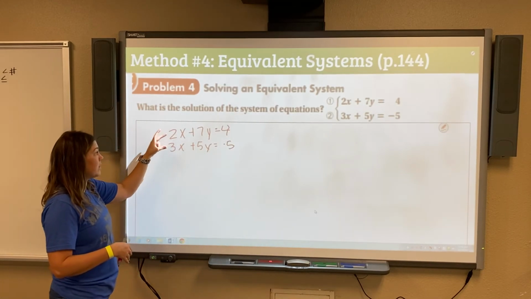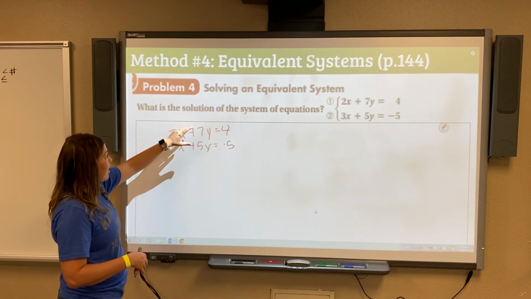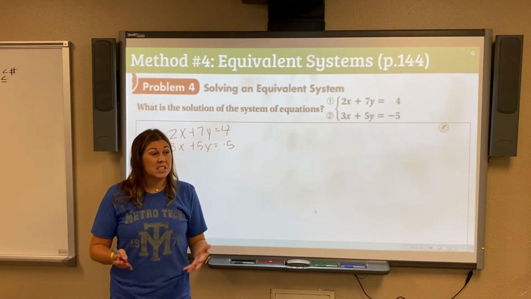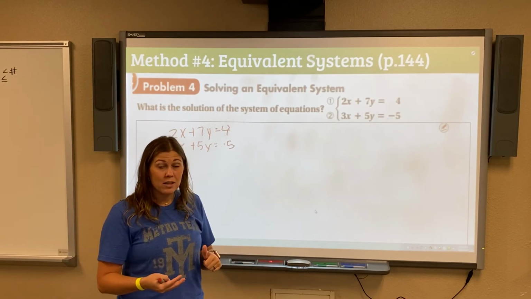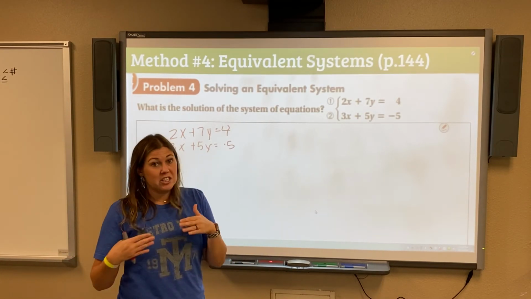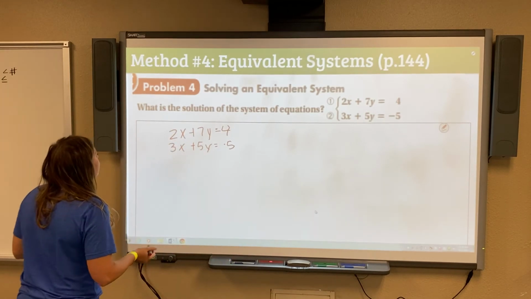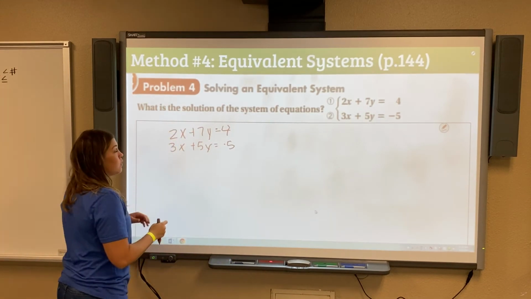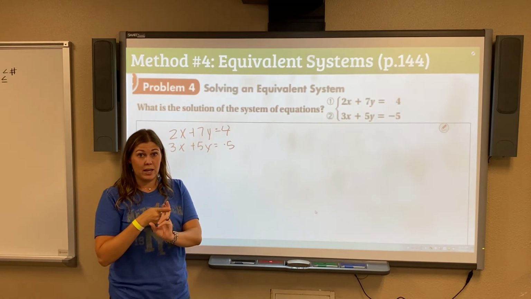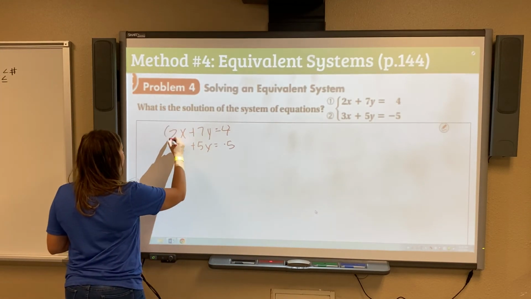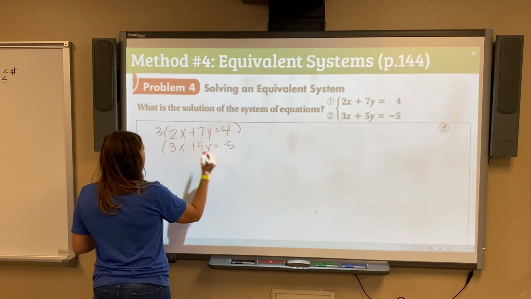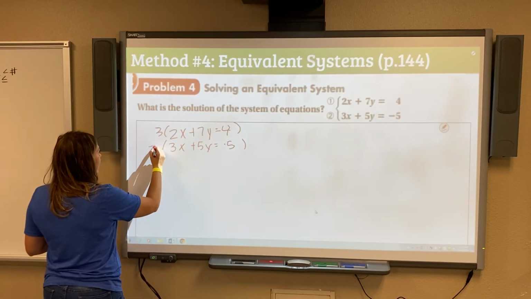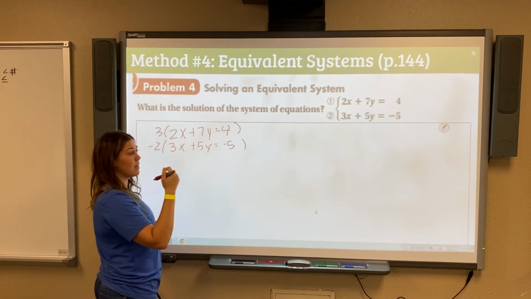So 2 and 3, they both go into 6. 7 and 5, they both go into 35. Well, 6 is smaller, so I'm going to go with that one. It doesn't necessarily matter which one you go for to cancel. I just like smaller numbers. We want one to be positive and one to be negative. So I'm going to multiply the top by 3, since 2 times 3 gives us 6. Then I'm going to multiply the bottom by negative 2 to get a negative 6.